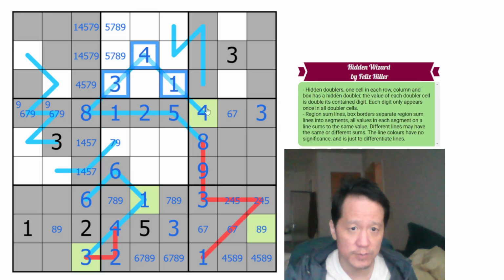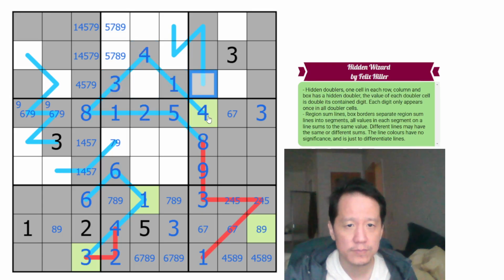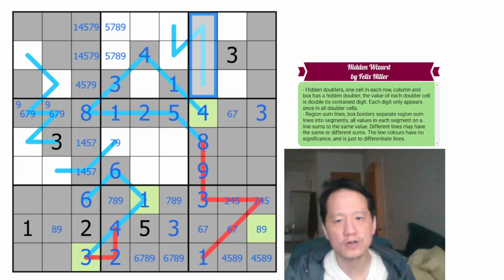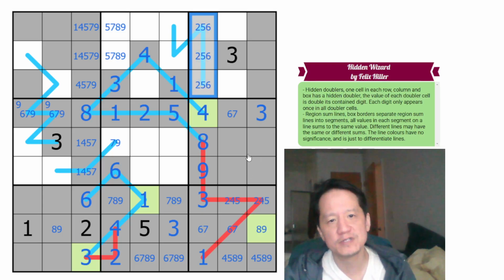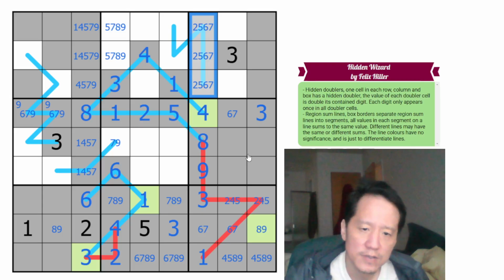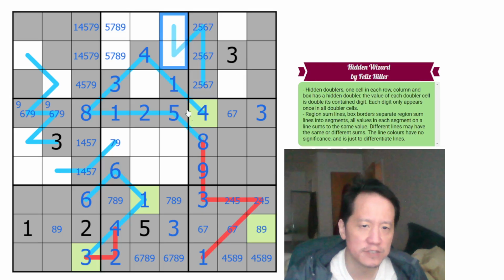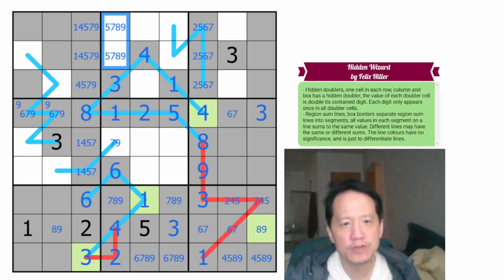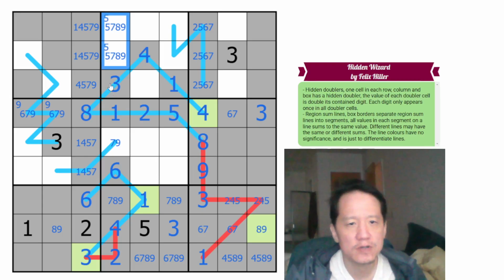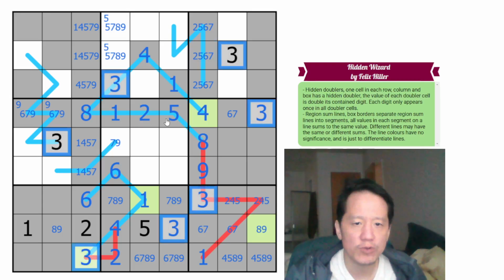So none of these are doubled. The remaining digits here are 2 and 5 with 6 or 7. So it's 7 plus 6, which is 13, or 7 plus 7, which is 14. It's still possible this is not doubled. We know that the 5 is here. This is 3, this is 3. We have enough 3s to eliminate all the possibilities here.